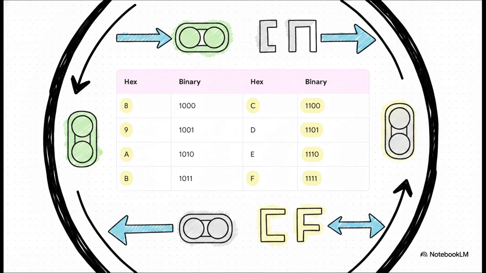So the number 9 is 1001. But what happens when we get to 10? Look closely at the table. 10 becomes the letter A, 11 is B, 12 is C, and so on, all the way down to 15, which is represented by the letter F. Basically, these letters are acting in disguise. They're secretly representing bigger numbers.